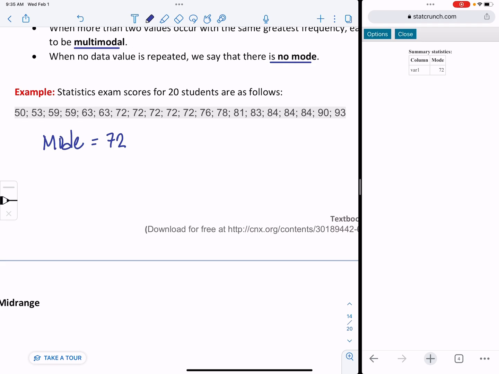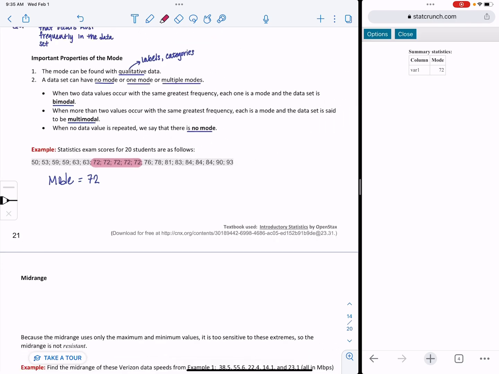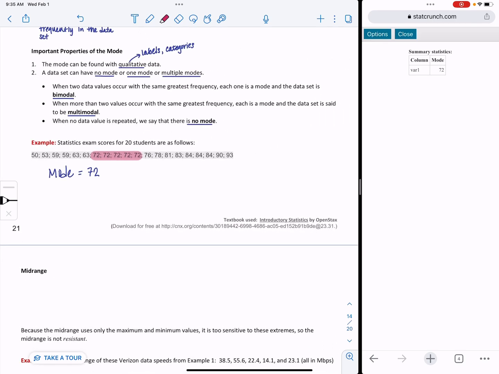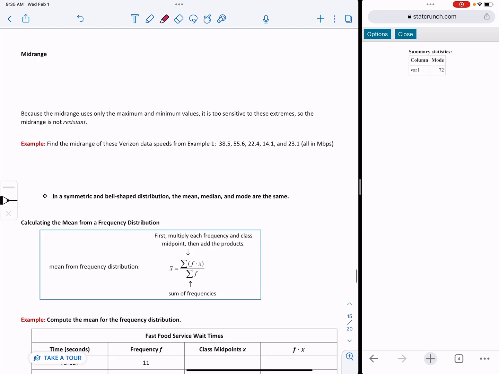We could calculate that by hand. You could count. If you look at that data set, it's pretty clear that there are more 72s than anything else in there. So you have that as a backup method as well. If the data is not in order, I would definitely recommend StatCrunch. It'll save you some time.